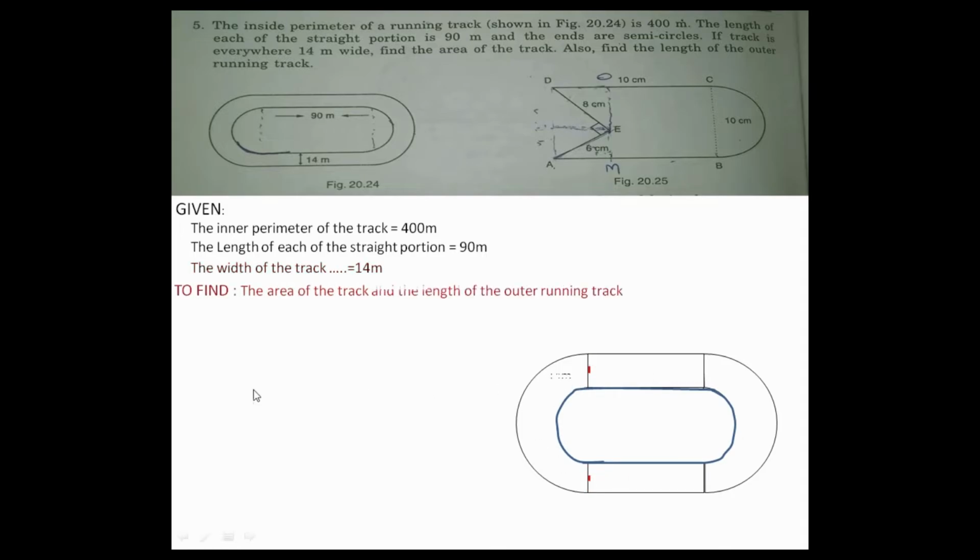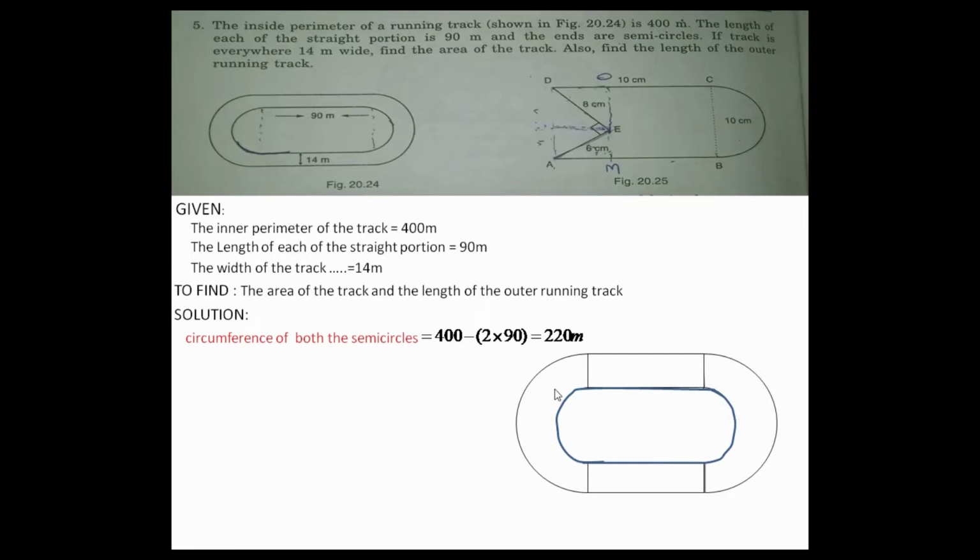Now the question has asked us to find two things. Area of the track and the length of the outer running track. This thing we have already understood. Let's get right into the solution. So this is the first step. I am going to take out the area of the inner portion. We are working on the area of the inner portion.